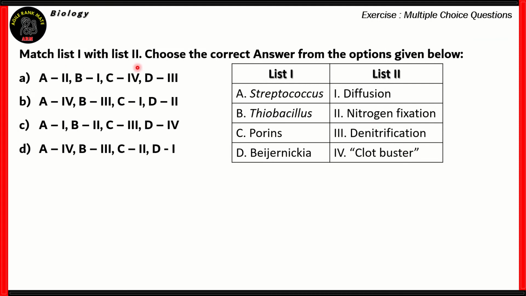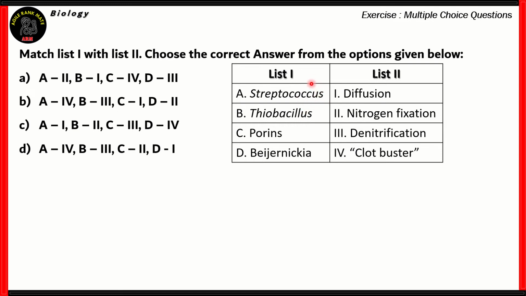Match list 1 with list 2 and choose the correct answer from the options given below. In list 1 we have Streptococcus, Thiobacillus, porins, and Beijerinckia. And in list 2 we have diffusion, nitrogen fixation, denitrification, clot buster. And we have 4 sets of the matches for these two particular lists. So let's look at how to solve this question.